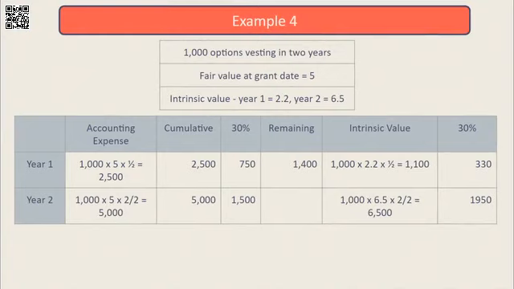This does not exceed the cumulative post-tax accounting expense of 750, and so the credit entry for setting up the deferred tax asset can be taken through the profit and loss account. In year 2, the size of the deferred tax asset increases to 1,950, based upon an intrinsic value of 6.5 times 1,000 options times 0.3, and this equals 1,950.